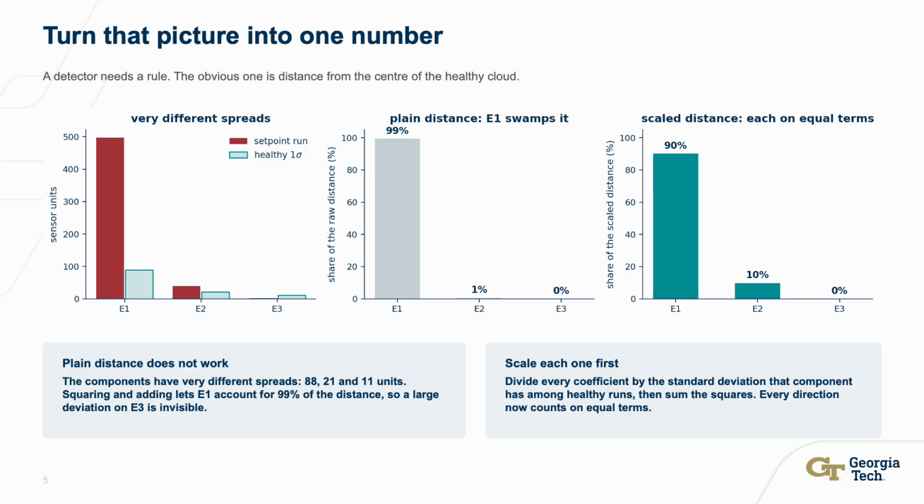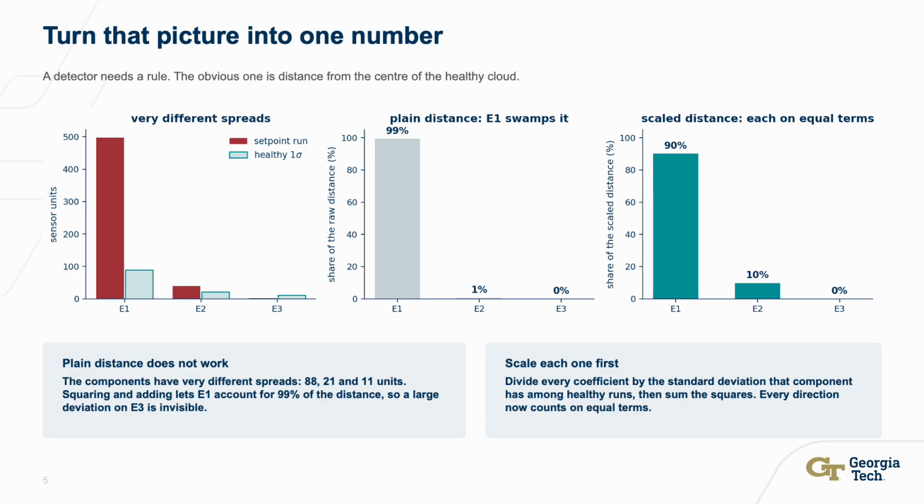The three components have wildly different spreads among the healthy runs: 88 units, 21 units, 11 units. They are not comparable quantities. The middle panel shows what that does. For this faulty run, the first component accounts for 99% of the squared distance. The other two contribute 1% between them. A run that was perfectly ordinary on E1 and 5 standard deviations out on E3 would produce a small total and we would miss it.